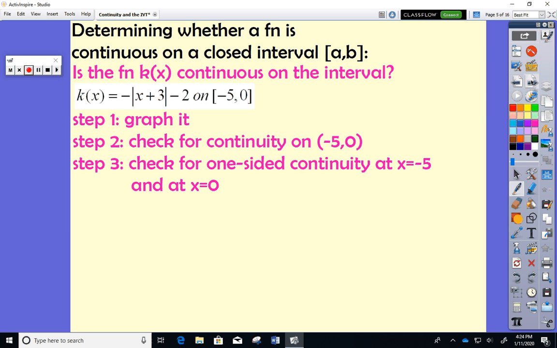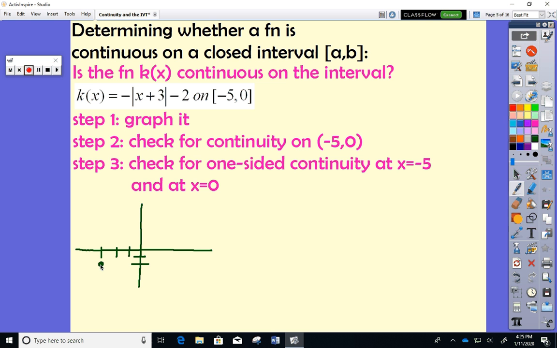So now let's look at a function and whether it is continuous on a closed interval. The first thing we're going to do when you have one of these is just to graph it. Do you recognize that k of x is an absolute value v-shaped graph that's upside down and it's moved left 3 down 2? So I'm going to say left 3 down 2. And I'm supposed to draw the graph from negative 5 to 0.